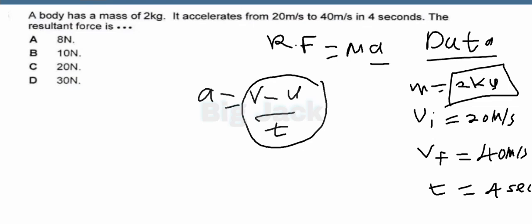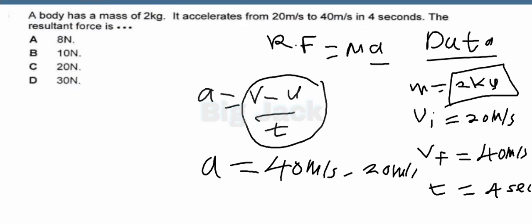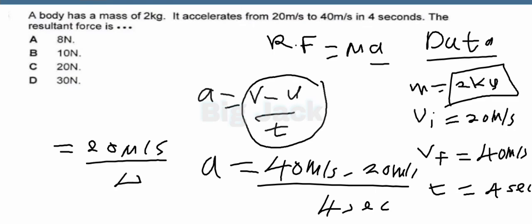So acceleration is going to be equal to the final velocity, 40 meters per second, minus the initial velocity, which is 20 meters per second, divided by 4 seconds. So 40 meters per second minus 20 meters per second gives 20 meters per second, divided by 4 seconds. Then the answer, when I divide, is 5 meters per second squared. Here the acceleration is measured in meters per second squared. So this is our acceleration that we are going to use.